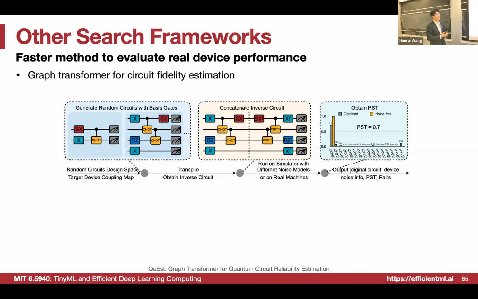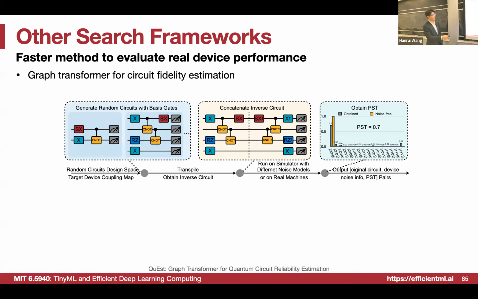We can use some data-driven method to construct a model that can provide us with very fast feedback. For example, we can use a graph transformer model to process the circuit information, because the circuit can actually be represented as a control and dependence graph, right? So in that case, we can construct a dataset where we generate many random circuits.